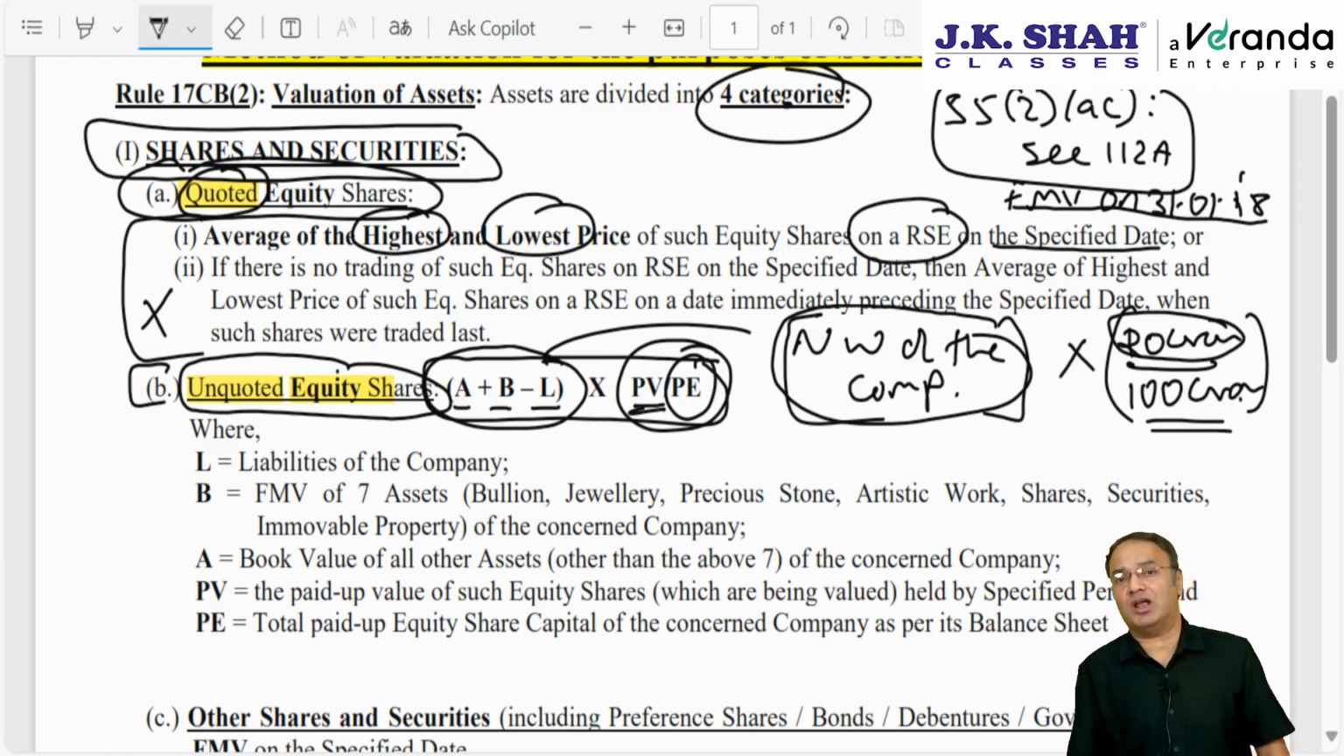Simply, the right hand side bracket will tell you the percentage of holding of the given trust in the given company. The answer is 20%, then 20% of the net worth of that company will be the value of those shares.